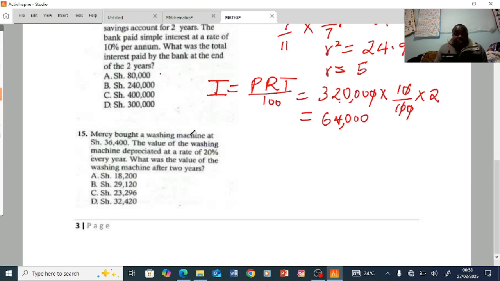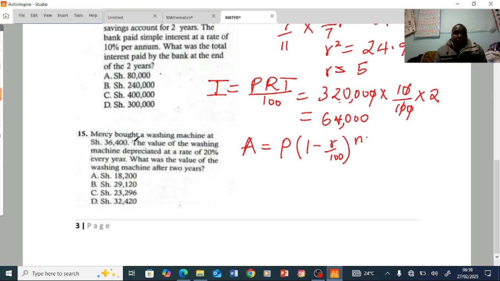Must bought a washing machine at 36,400. The value of the washing machine depreciated at the rate of 20% every year. What was the value of the washing machine after 2 years? So amount is equal to principal, because now it is depreciating, we will have 1 minus r over 100 raised to power n.